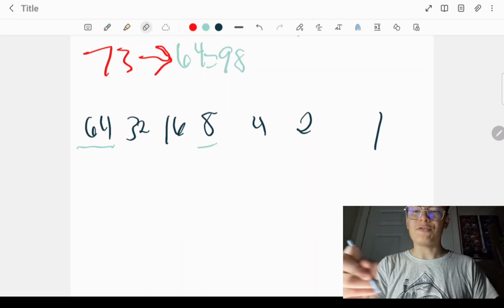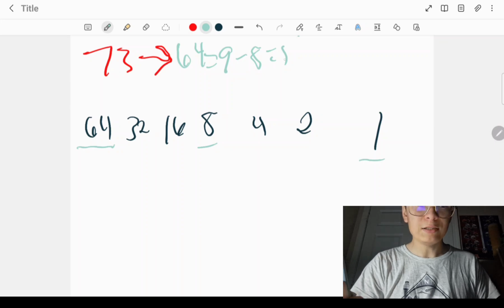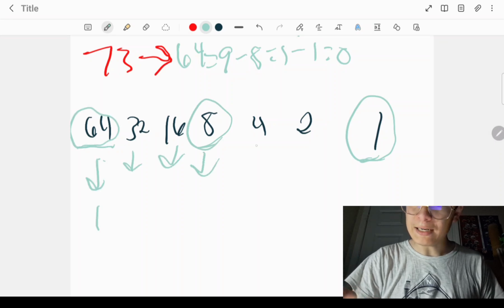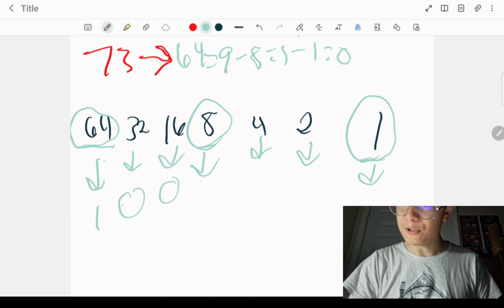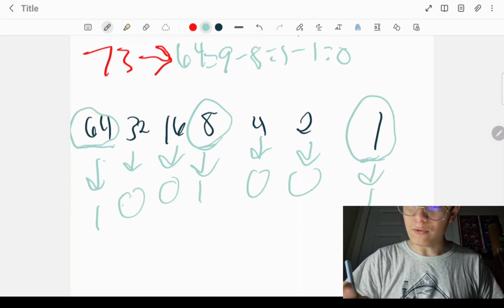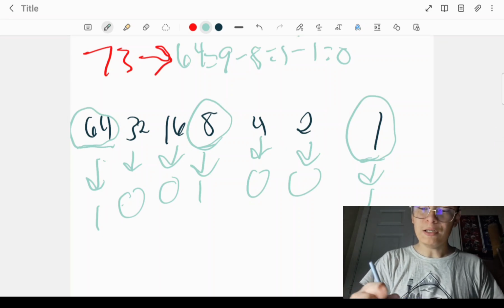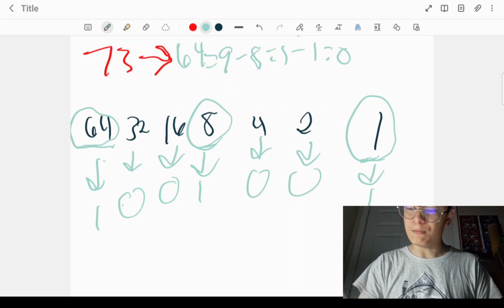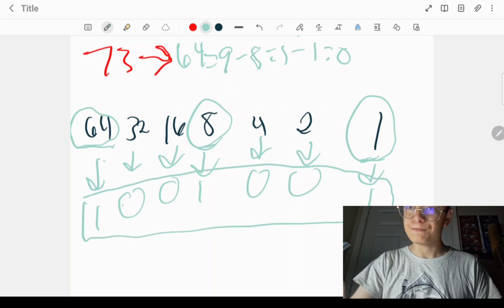So basically it's going to be 73 minus 64, which would be 9, and without going over is 8. So 9 minus 8, which is 1, and without going over, it's 1. So 1 minus 1 is 0. So this is what you have left with. There's 3 numbers. So now you go down, we add 1. I like to put in the arrows first before putting it. 1, 0, 0, 1, 0, 0, 1.